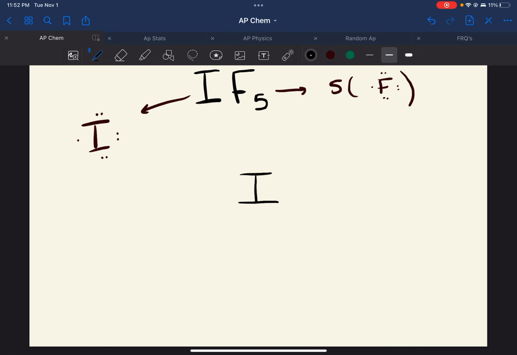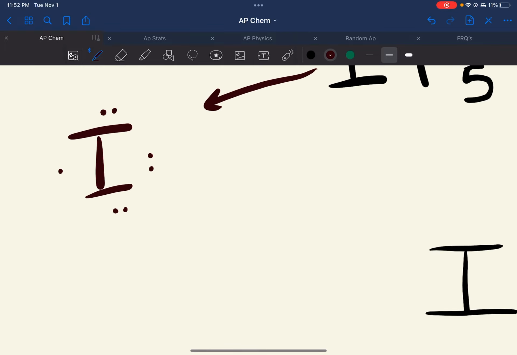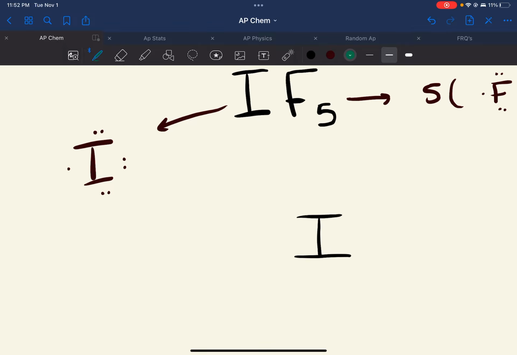Here is your iodine, and the way I think of this is that there are 5 fluorines, which means that technically 5 of these electrons are going to break off, get excited, and bond with fluorines. That's going to leave you with 1 lone pair. So when you're predicting the shapes, you have to account for this lone pair that is going to cause the shape of the molecule to change.